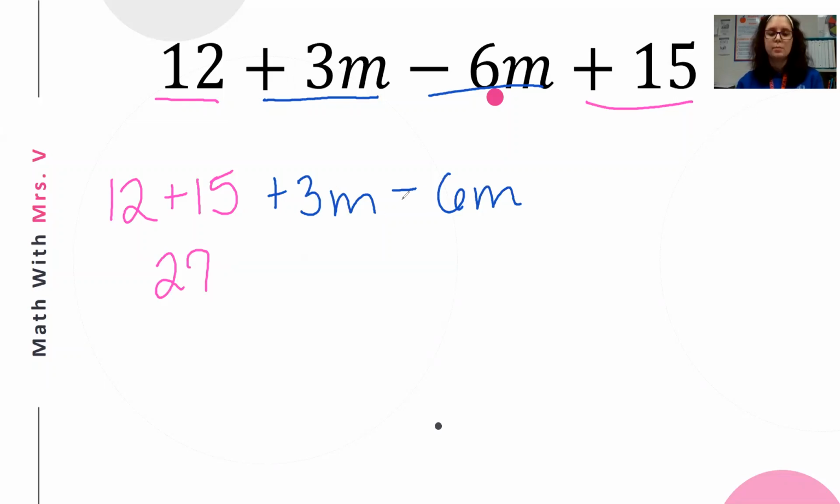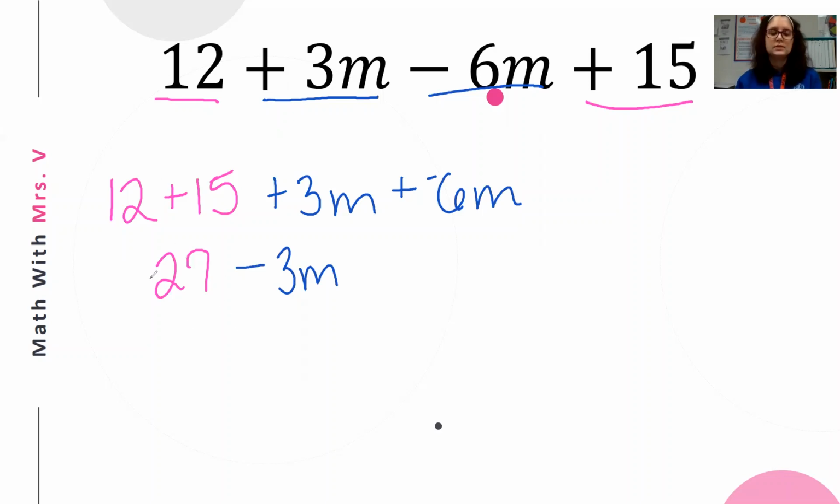Positive 3m minus 6m. We can't take 6 away from 3, so we're going to use our additive inverse. So different signs. I now have a positive and a negative. That tells me to subtract. 6 minus 3 is a 3m. I have more negatives, so this is a minus 3m.